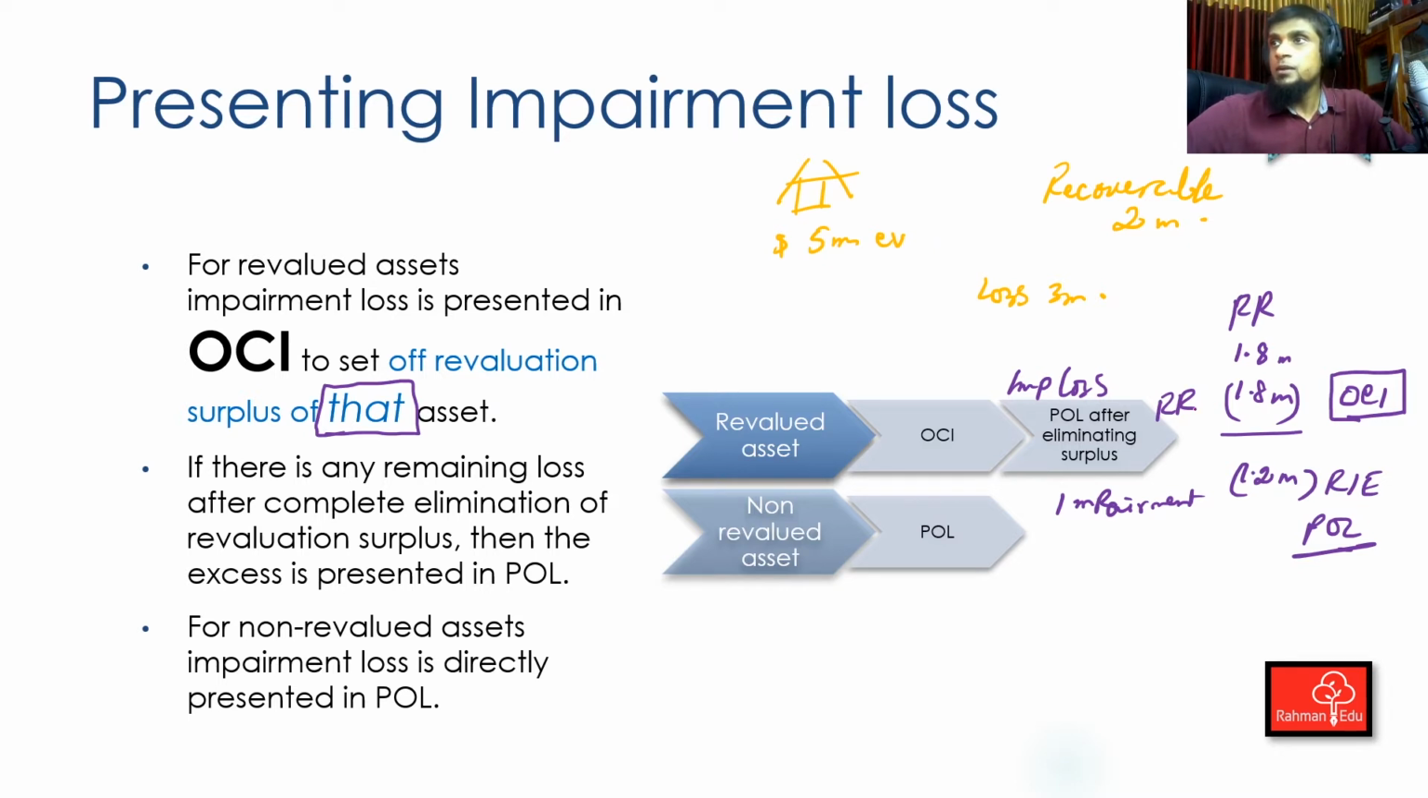I believe this is easy. You have done it in F7 or those kinds of papers, so it shouldn't be a big deal. Now if the asset has zero revaluation reserve, then all the loss goes to P&L, of course.